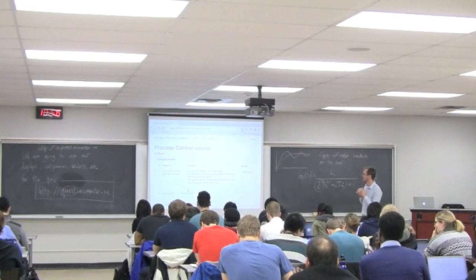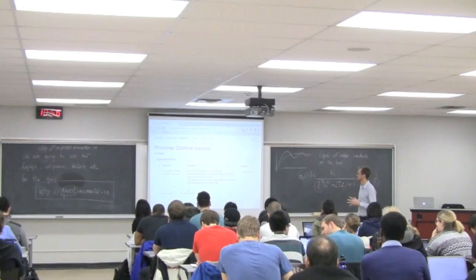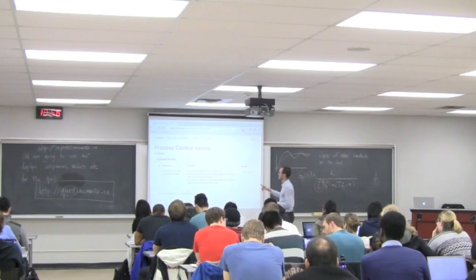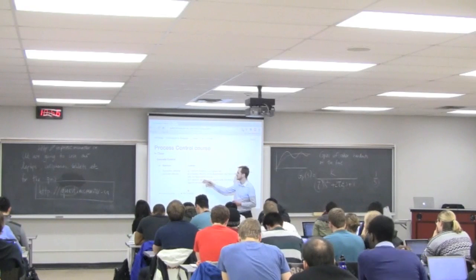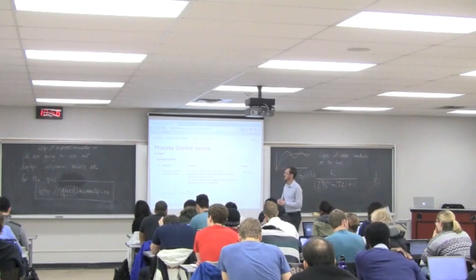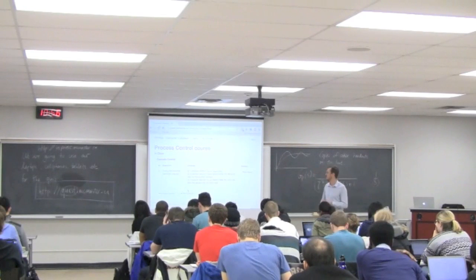Recall, tuning the cascade controller for those two loops. Do we need to do one process reaction curve experiment, or two reaction curve experiments? The first option is to step the manipulated variable. Or option C, to do two reaction curve experiments. The first is to step the set point for the inner loop.